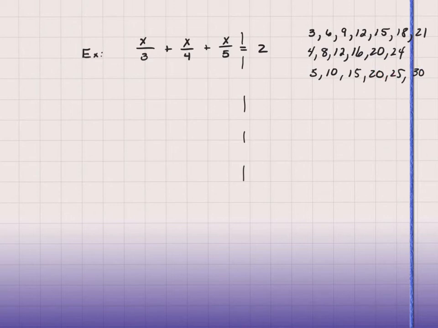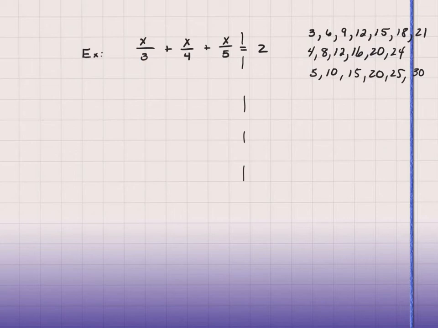Now I could carry this out until they all match, but let's just think about it for a second here. We've got to find a common multiple for 3, 4, and 5. And multiples of 5 are always going to end in 5 or 0. 5, then it ends in a 0, then a 5, then it ends in a 0.